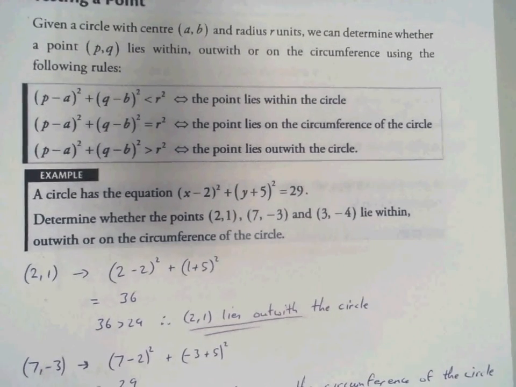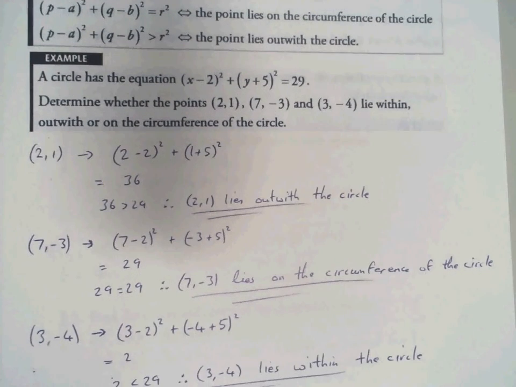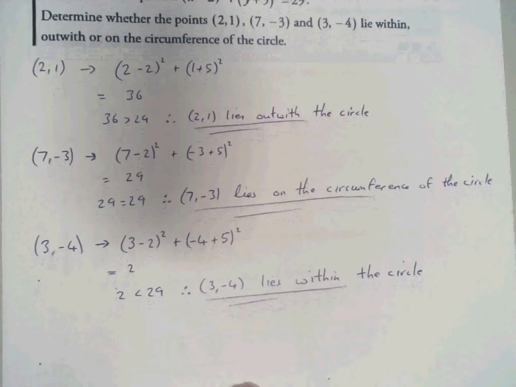So (2, 1). The x coordinate is 2, the y coordinate is 1, so x equals 2, y equals 1. Substitute in, so 2 minus 2 all squared plus 1 plus 5 all squared. So it'll be 36, which is greater than 29. Therefore (2, 1) lies out with the circle, outside the circle. (7, negative 3), substitute in. Evaluate, we end up with 29, which is equal to the radius squared. Therefore (7, negative 3) lies on the circumference of the circle.